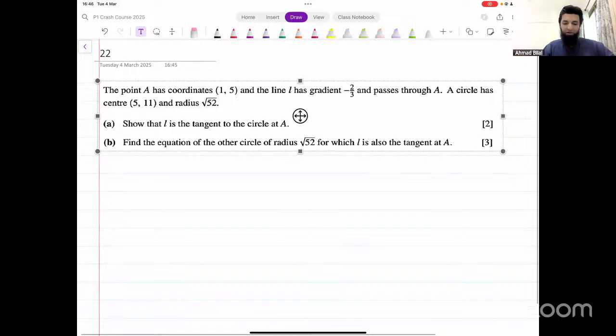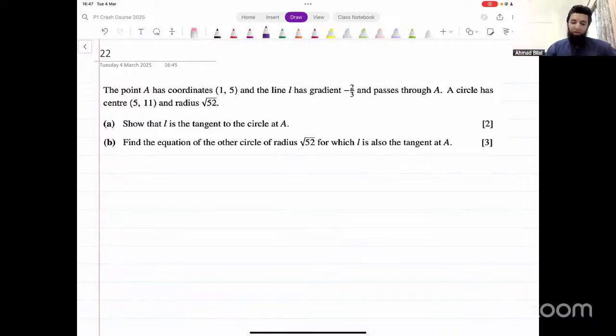Okay, question 22 from the worksheet. It says, a point A has coordinates 1, 5, and the line L has gradient -2/3 and passes through A. Okay, so line L has this gradient and it passes through the point A. And A has these coordinates 1, 5. There's a circle that has its center at 5, 11, and its radius is square root of 52.